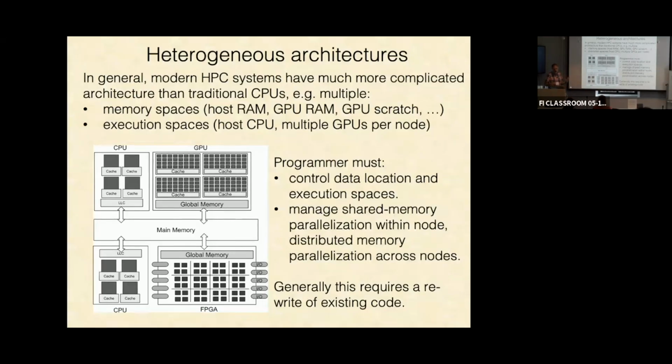And you've got to manage shared memory parallelization within this node, and you also have to manage the distributed memory parallelization across all the nodes that make up this entire machine. Because most codes you're dealing with right now that were written for CPUs don't have these degrees of freedom built in. They don't have the concept of multiple execution spaces and multiple memory spaces built into the code. Generally, it can be quite difficult to port an existing code to GPU. It's probably better just to start from scratch and design your code from the get-go with these concepts in mind.